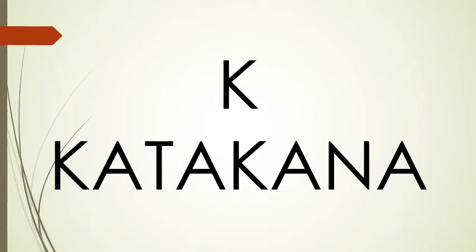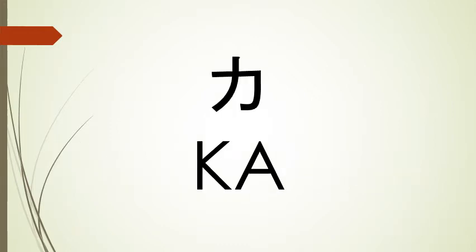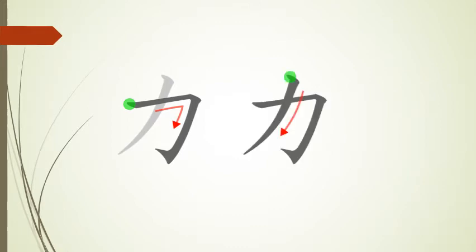Welcome back, everyone. In this lesson, we're going to learn our K and G katakana. Our first K katakana is ka. To write this katakana, we start out with a horizontal line going from left to right, then we stop, come down from right to left, and then come slightly up from right to left. And for our second stroke, we come down and right to left, intersecting with our first stroke, and then we curve out a little bit more to the left at the end.